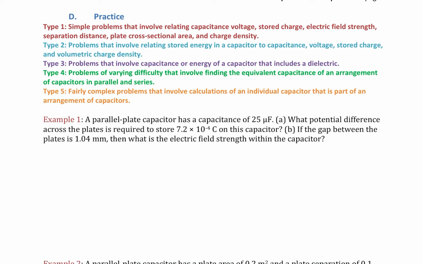Okay, and finally, type 5, fairly complex problems that involve the calculation of individual capacitors that are part of an arrangement of capacitors. All right, so you'll see what I mean by that. Basically, type 5 is really using the definitions of voltage and induced charge that we saw in the derivations of the formulas for capacitors in parallel and series. That's what type 5 is about. It's about going back to those derivations, but using them to solve a problem.